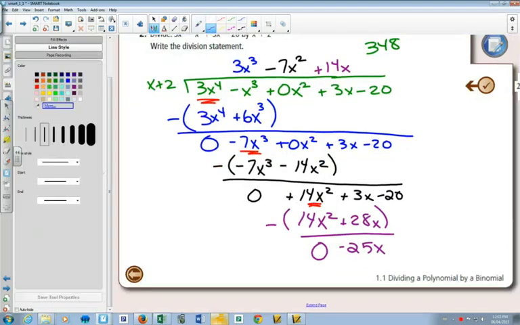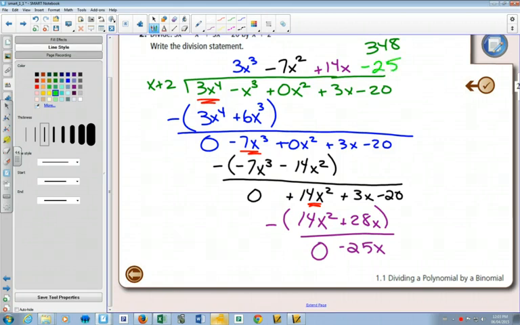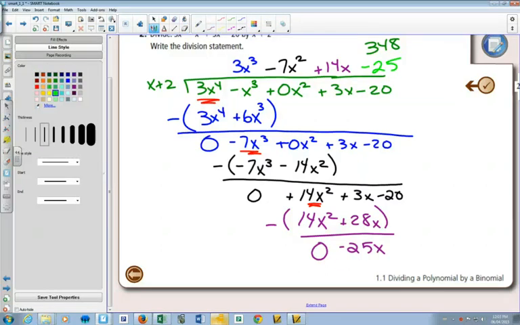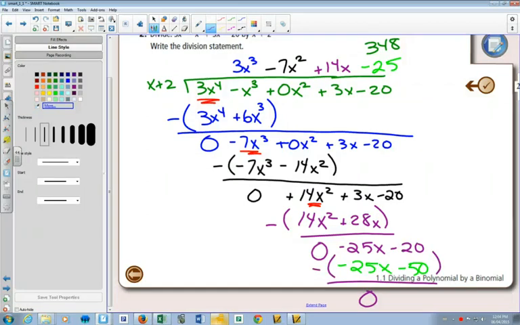And finally, I need to choose a new color. How about fluorescent green? Ooh, can hardly see that. Negative 25x. Oh man, having trouble with my colors. 0. Remainder 30.